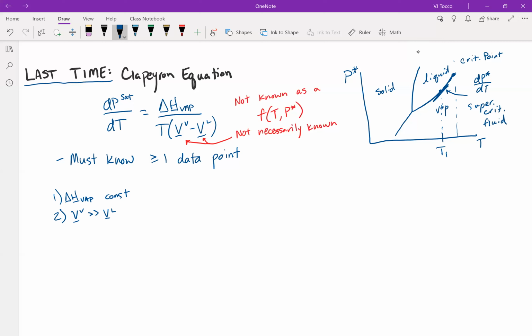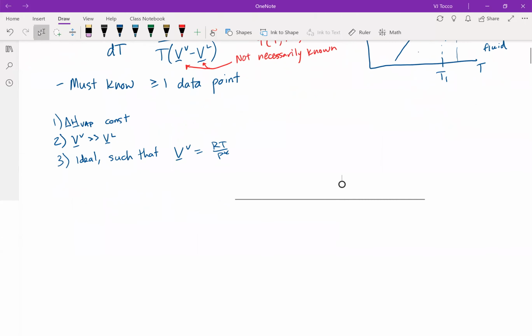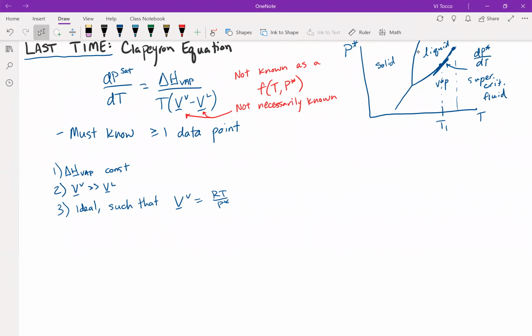But as temperature starts increasing, the liquid starts taking up more space and the vapor starts taking up less space. And these two things get closer and closer together until at the critical point, there shouldn't be any difference between the molar volume of the vapor and the molar volume of the liquid. And the third assumption is ideal conditions, such that the molar volume of the vapor is equal to RT over P star. Plugging all those assumptions in and integrating this equation gives us the Clausius-Clapeyron equation.